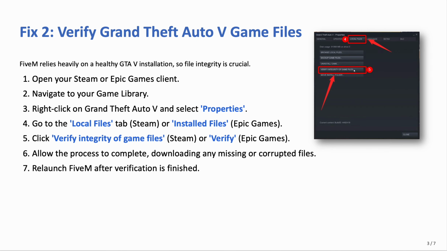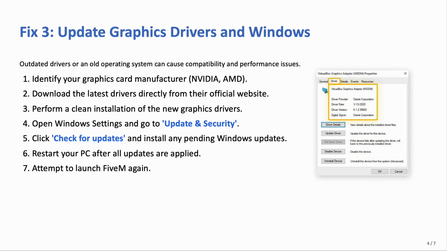Okay, then guys, verify Grand Theft Auto V game files. Open your Steam or Epic Games client, navigate to your game library and right click on Grand Theft Auto V, select properties and go to local files. Then click verify integrity of the game files and allow the process to complete, downloading any missing or corrupted files, and relaunch 5M after the verification is finished.